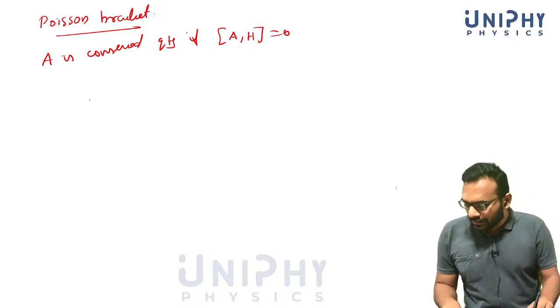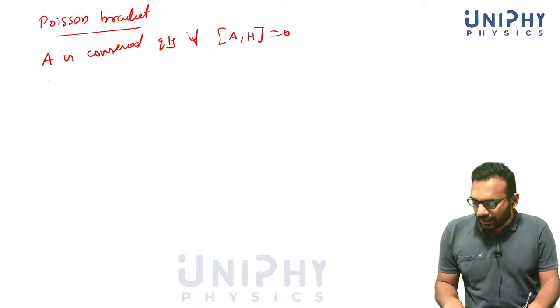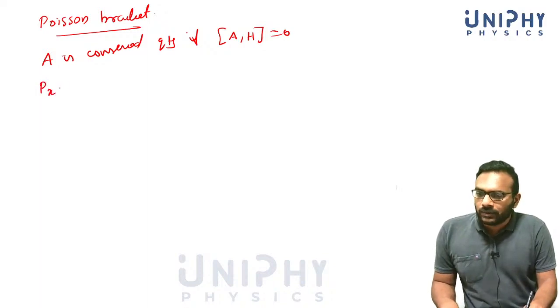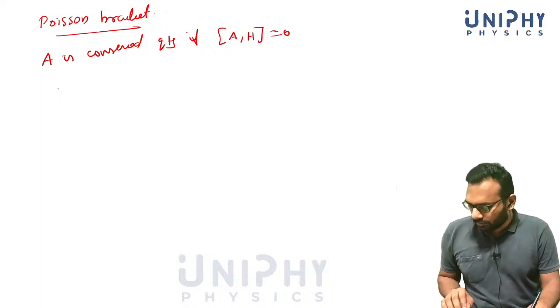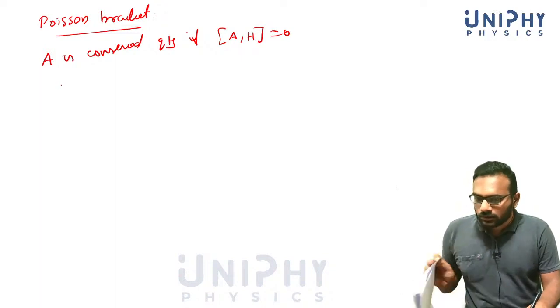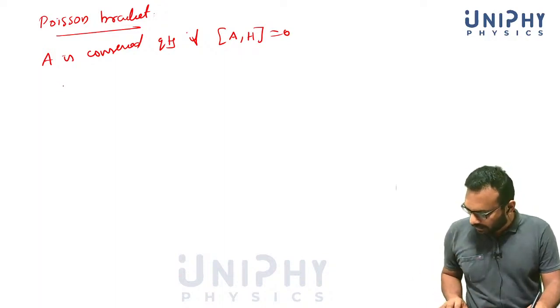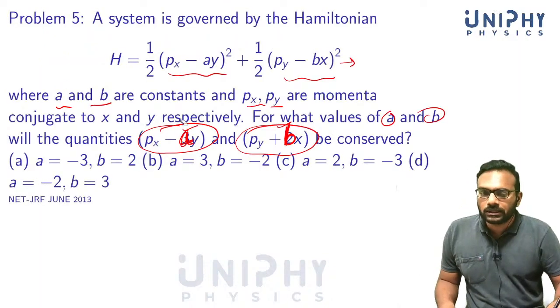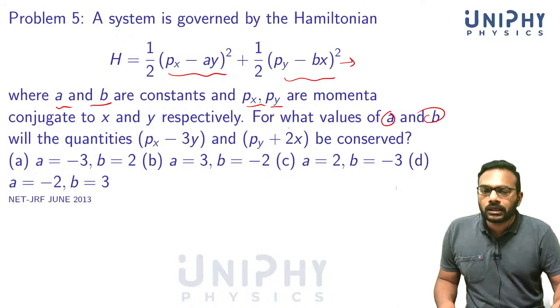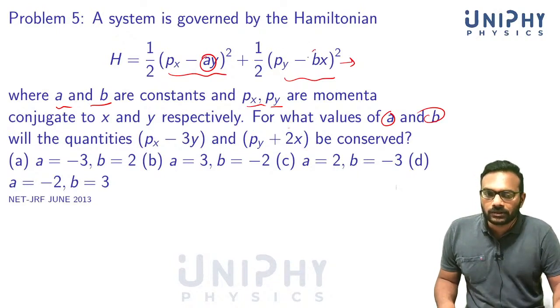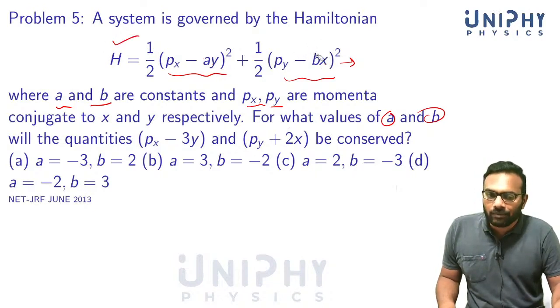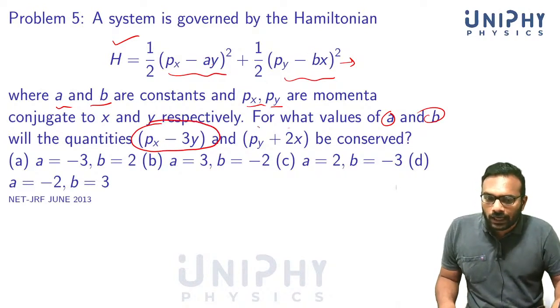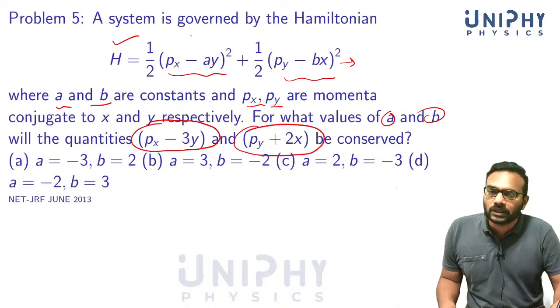So the question is, for what values of a and b are these conserved? I'm sorry, I think I made a mistake again. The question was correct. I'm sorry. a and b are inside the Hamiltonian. I'm sorry again. So this is the correct question. So we have the Hamiltonian, with a and b inside it. Now the only information given to us is that this quantity and this quantity are conserved. Then what's the value of a and b? That's the question.